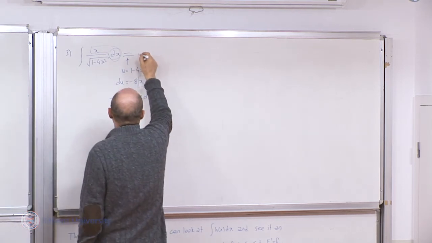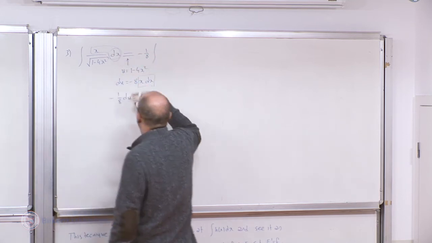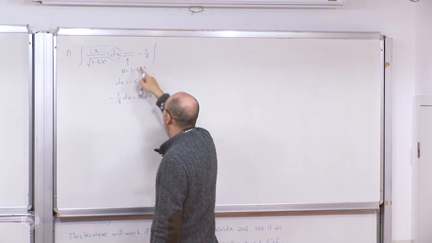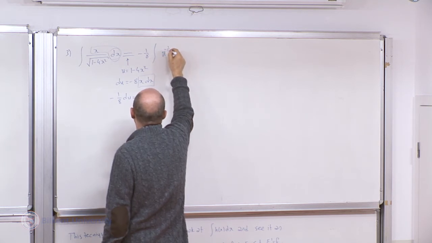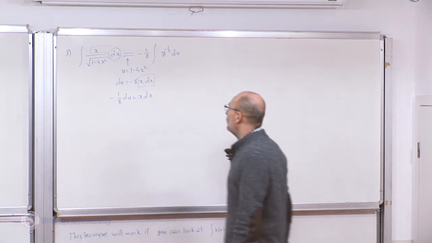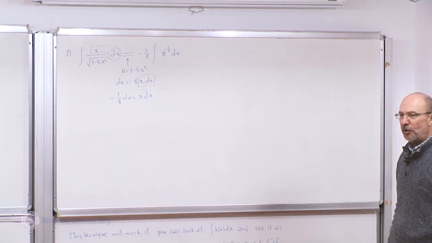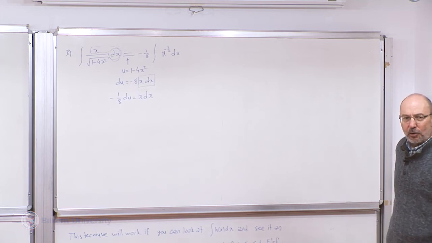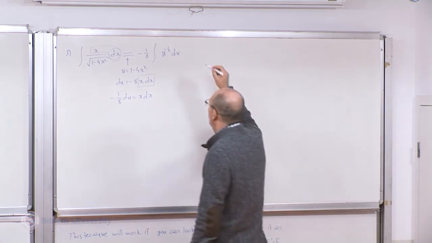So this thing is going to be minus 1 over 8 integral, of du, because I put the minus 1 over 8 here. And this thing is square root of u in the denominator. So u to the power minus 1 over 2 du. Okay, so the whole idea of substitution is to bring it down to a form where you recognize it. After this point, we have to know what to do with this.